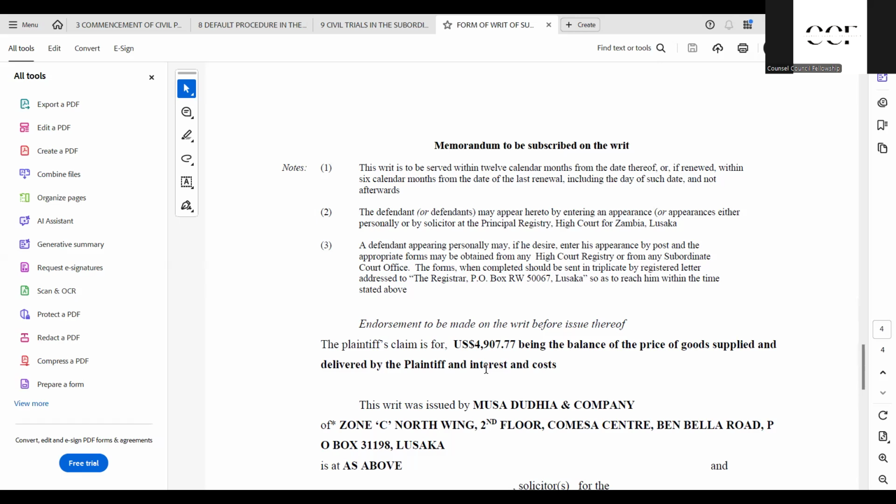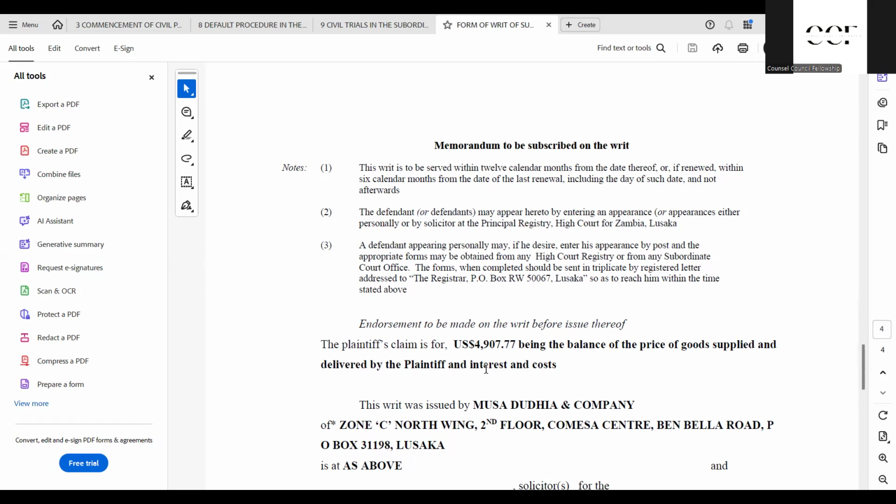If the writ was issued out in the Lusaka district of Lusaka province, and you live in Kafue district, there's no way you're going to enter appearance in the subordinate court in another district. Okay, that cannot be done, unless exceptionally.